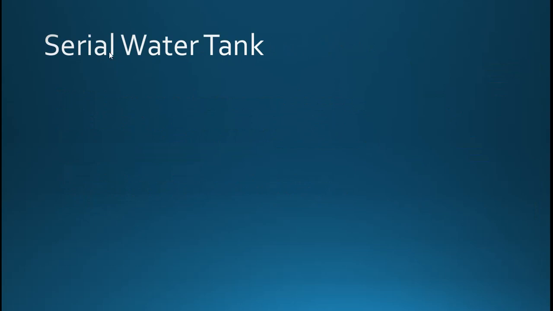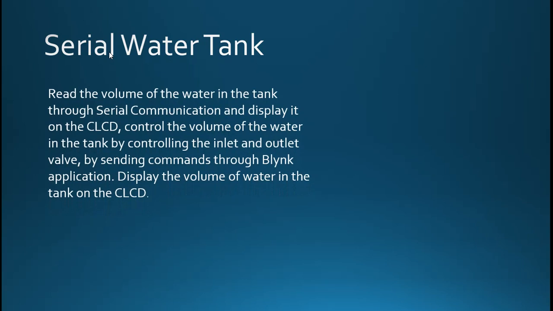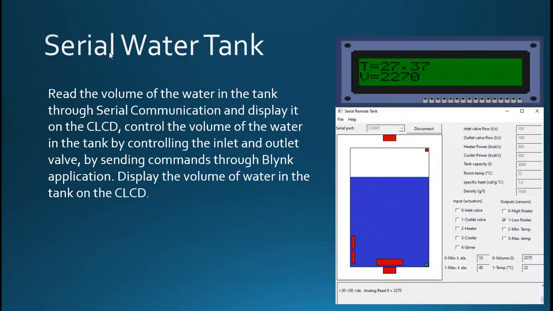Step 3 of the project is the serial water tank. Read the volume of the water in the tank through serial communication and display it on the CLCD. Control the volume of the water in the tank by controlling the inlet and outlet valves by sending commands through the Blynk IoT application, displaying the volume of water in the tank on the CLCD. On the right side is the pictorial representation of the serial tank and the volume represented by the CLCD. 2270 liters of water in the tank is currently being displayed.